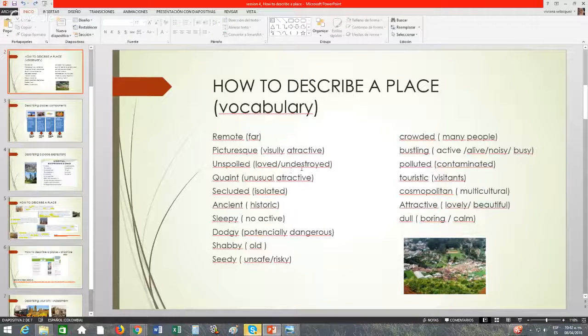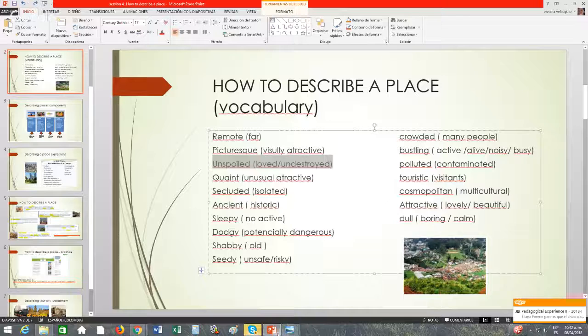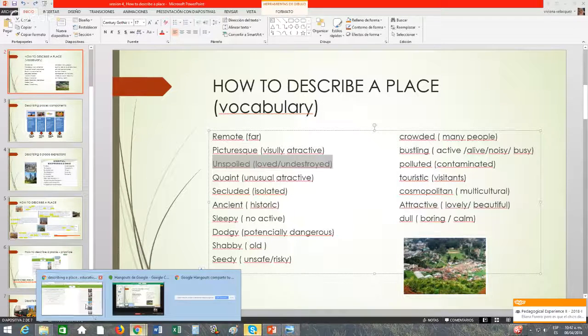Unspoiled. That is not destroyed. Is loved by people. Yes, it's not changed. Right? Okay. Unspoiled. Okay, cool. Next one.